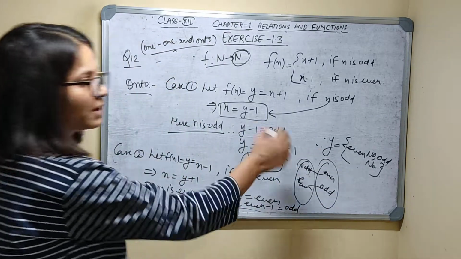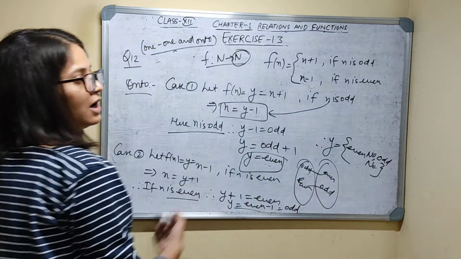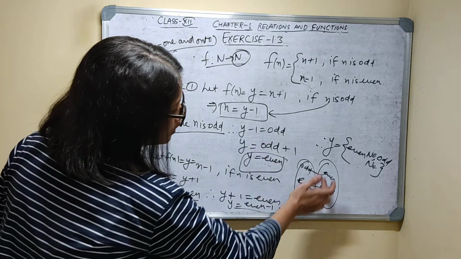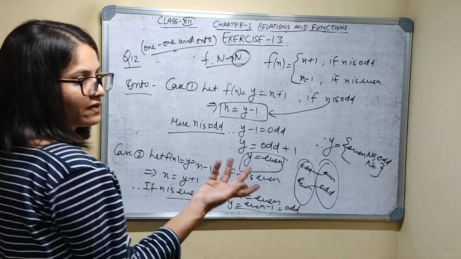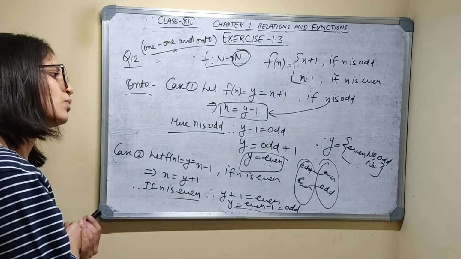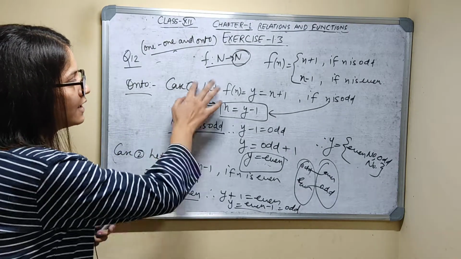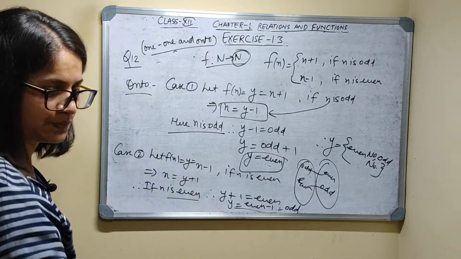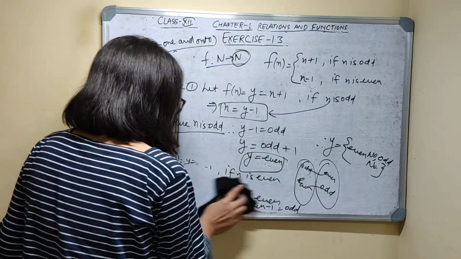So the full codomain is equal to the range. The range is even numbers and odd numbers, and the codomain is also even numbers and odd numbers, because in natural numbers you take even numbers plus odd numbers, all are natural numbers. So I can say the codomain and the range of the function are the same. That's why this function is onto also. So the function is one-one and onto also. Is it clear?